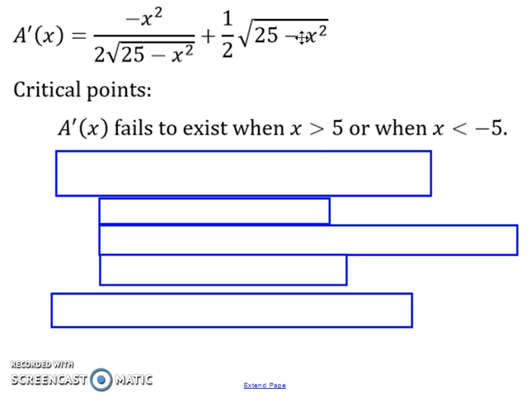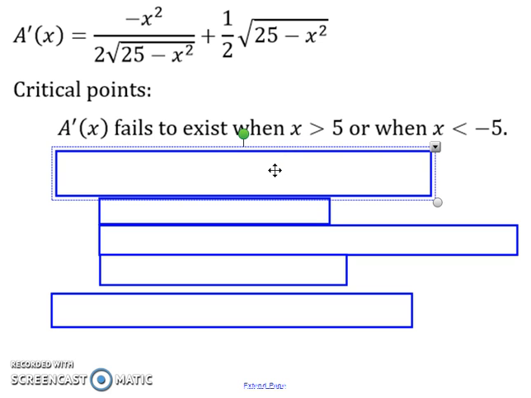So perhaps you'll believe me when I say that if x is bigger than 5, I'm going to have 25 minus a number larger than 25, so I'd get a negative number. Or if it's less than negative 5. So if I have like negative 10, then that's going to give me a negative on the bottom or inside the square root, and that's not acceptable.